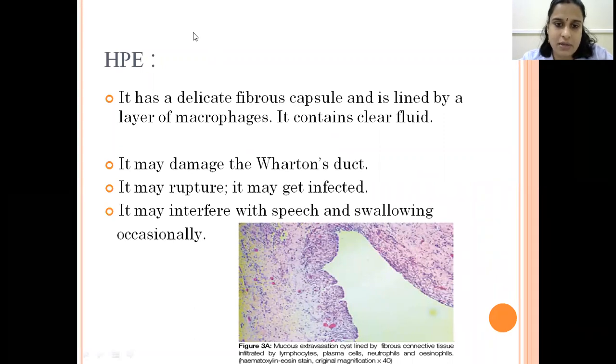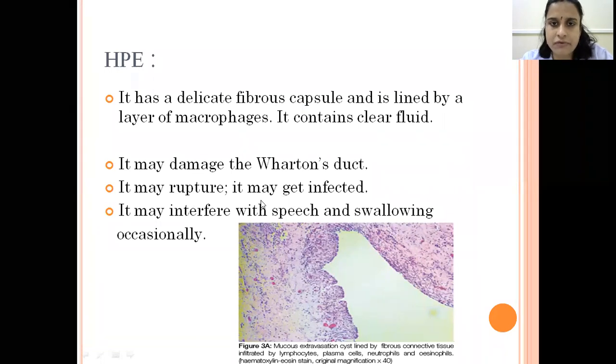Okay, so as you all told, it may damage the Wharton's duct or it may rupture and get infected. What are the complications that can be associated? If it is getting infected, you will have more of neutrophils, eosinophils. Or it may also interfere with speech and swallowing occasionally because it is situated on the floor of the mouth. It can interfere with proper speech. There is no complete difficulty in speaking, but there is no proper speech and there is swallowing difficulty.